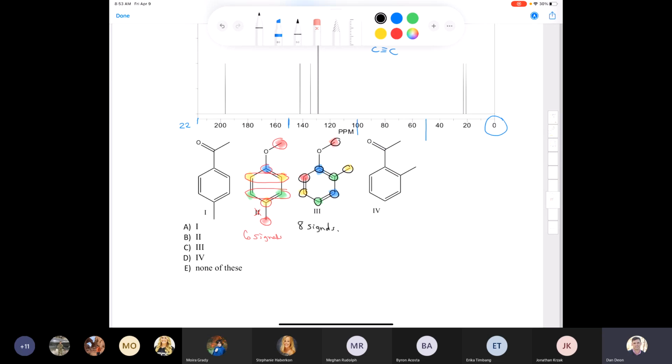There's a total of 9 signals. I'll go a little faster. Look, I have 1, 2, 3, 4, 5, 6, 7, 8, 9. I have 9 signals. There is no axis of symmetry.